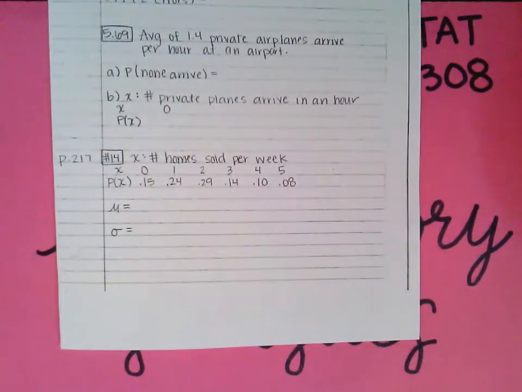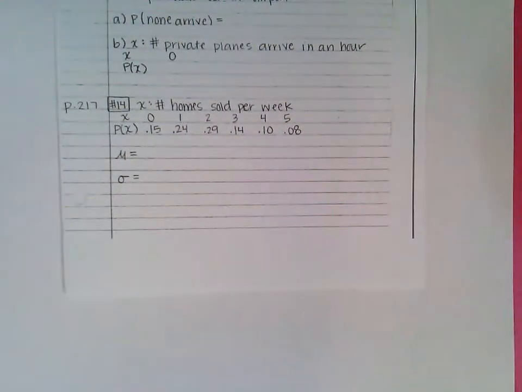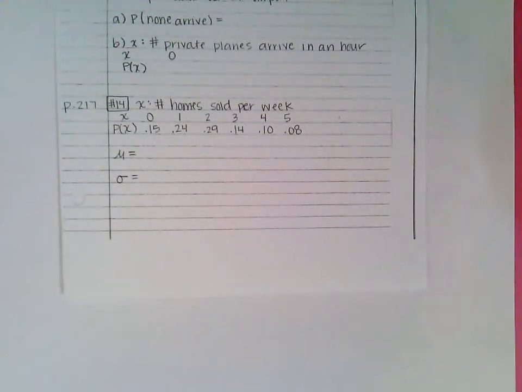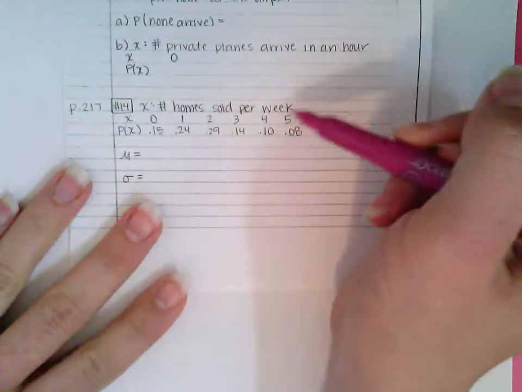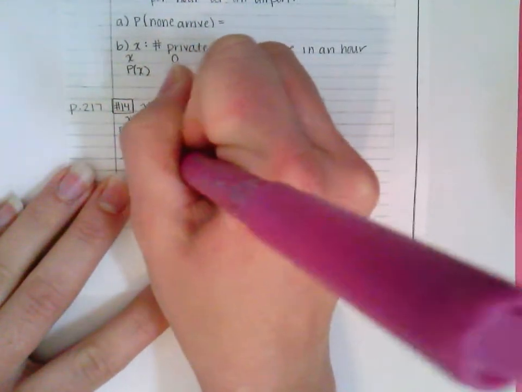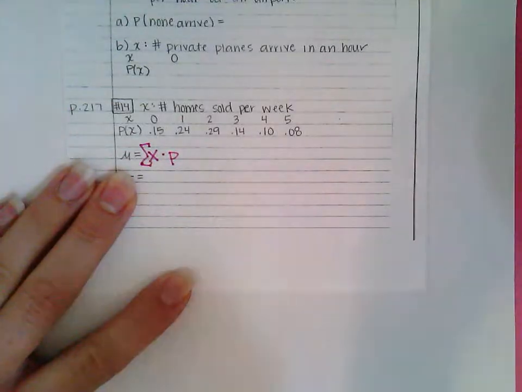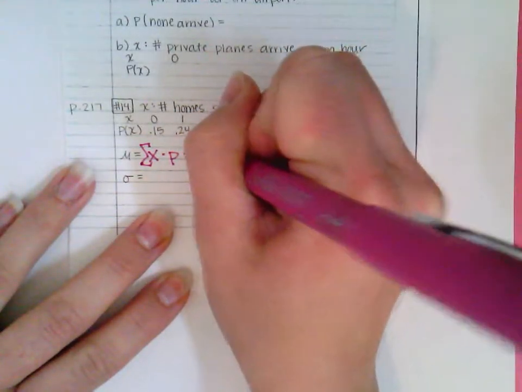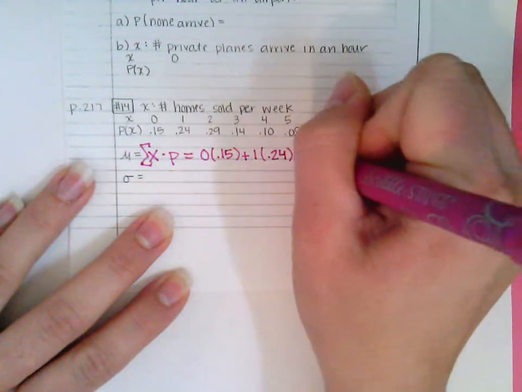So on question number 14 here, X is the number of homes sold in a week, and the book gave that probability distribution, and it wants you to find the mean and the standard deviation of that distribution. In order to find the mean, we need to think about this as a weighted distribution. So we want to multiply each X value by its probability, and then add up all of those X times P values.